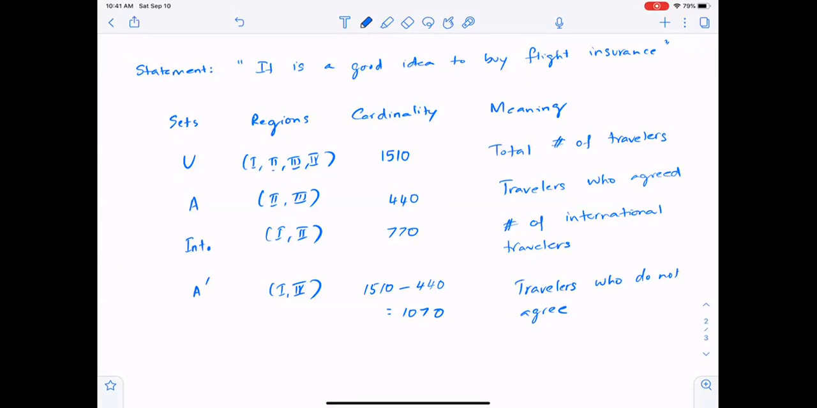But then we are just talking about travelers. We're not specifically talking about international travelers. So that would include both domestic and international travelers.